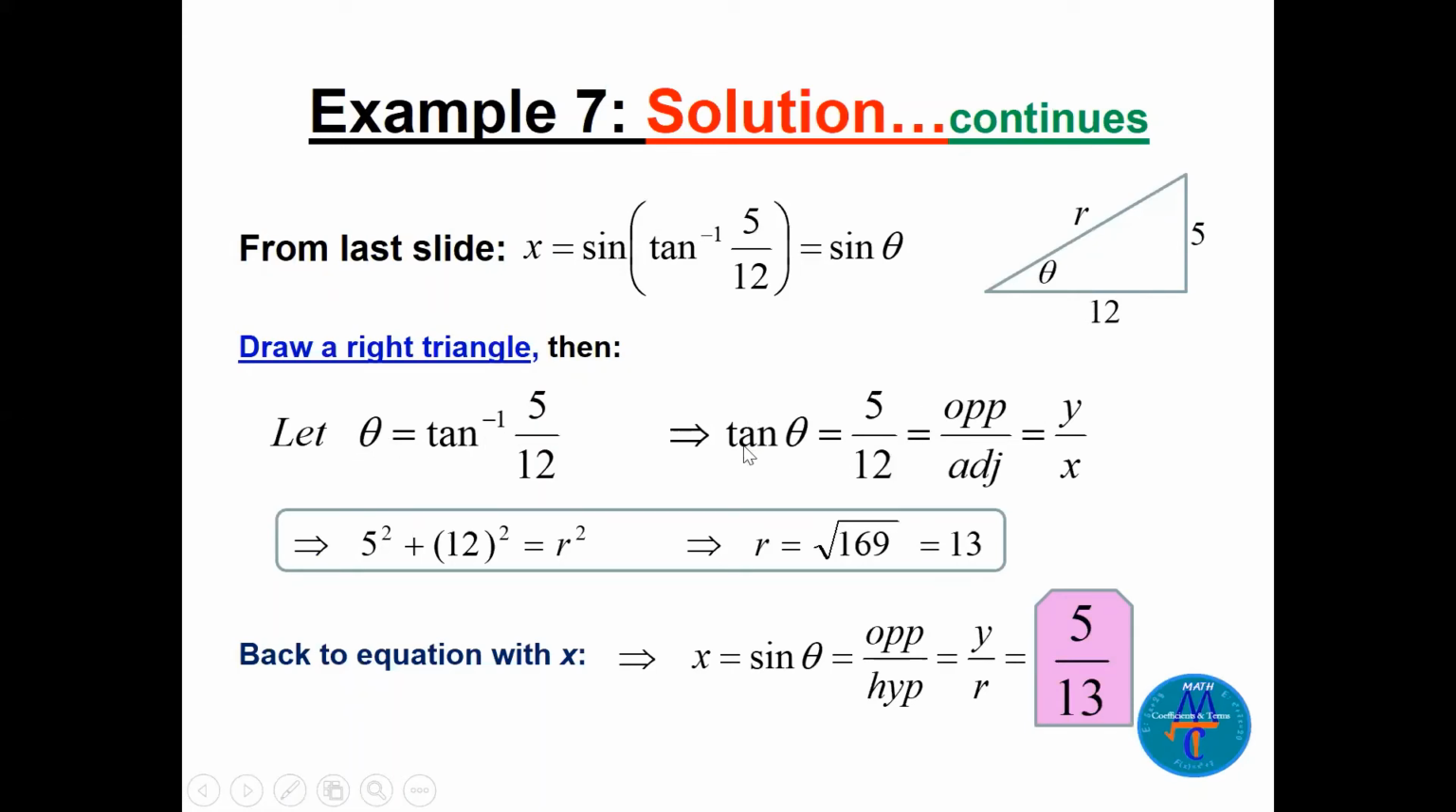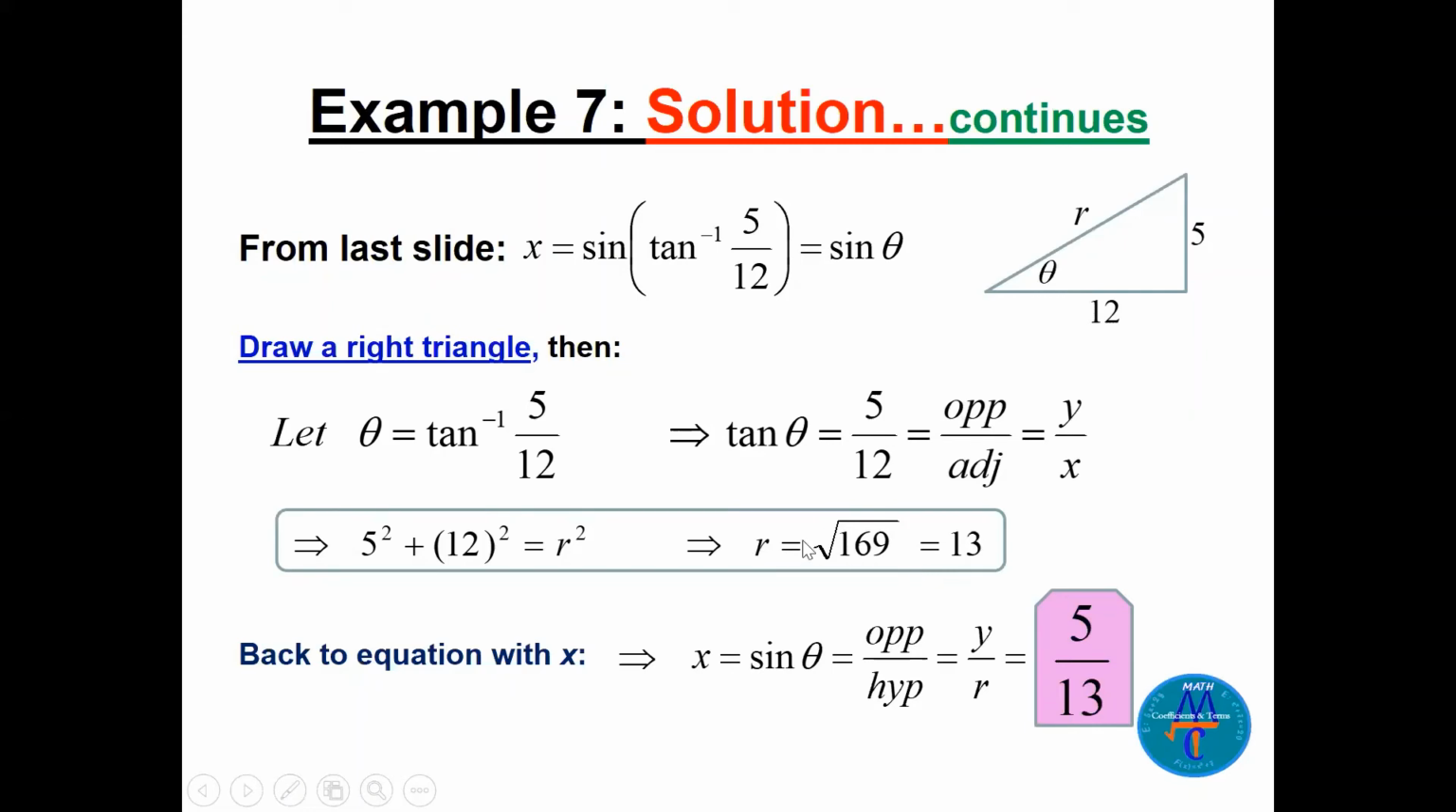And we know the definition for tan is the opposite over the adjacent, or y over x. So this will be 5 over 12. That's tan theta. We need r, so we use x squared plus y squared is equal to r squared. So r will be 13.